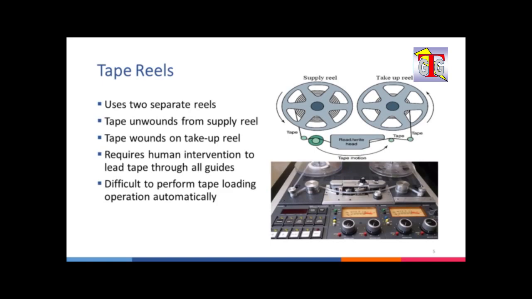It usually needs human intervention to lead the tape through all the guides and wind it at the take-up reel. It is difficult to perform the tape loading operation automatically. The reel-to-reel format was used in the earliest tape recorders, including the pioneering German-British Blattnerphone machines of the late 1920s, which used steel tape, and the German Magnetophon machines of the 1930s.